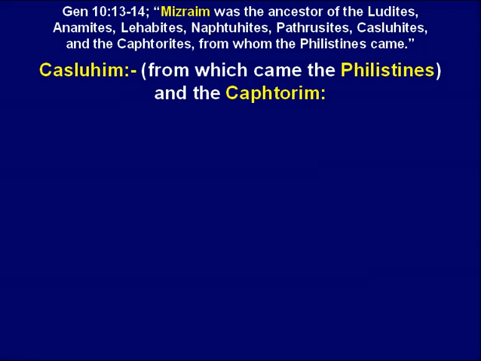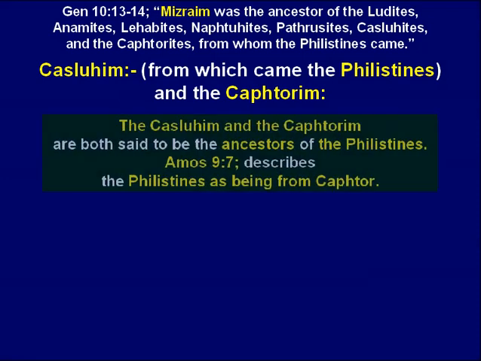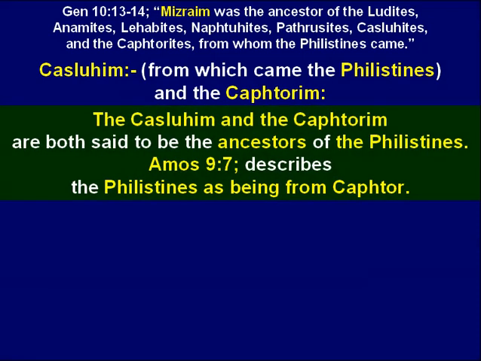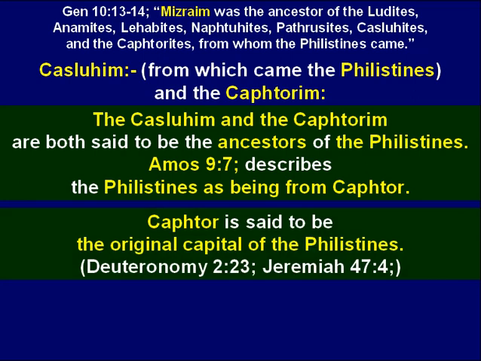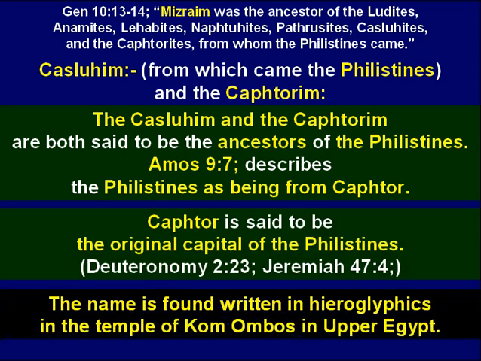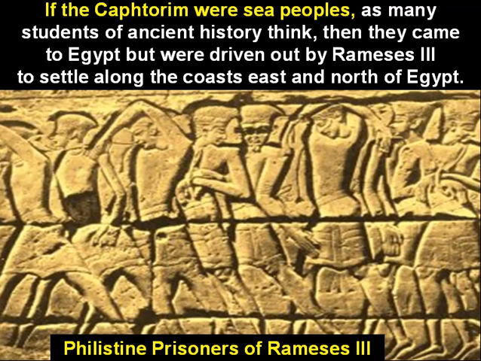Casluhim, from which came the Philistines and the Caphtorim. The Casluhim and Caphtorim are both said to be the ancestors of the Philistines. Amos 9:7 describes the Philistines as being from Caphtor. Caphtor is said to be the original capital of the Philistines. The name is found written in hieroglyphics in the temple of Kom Ombo in Upper Egypt.